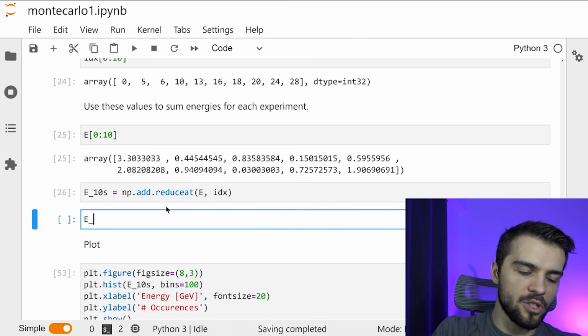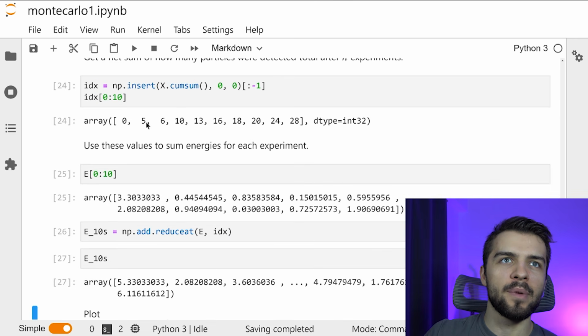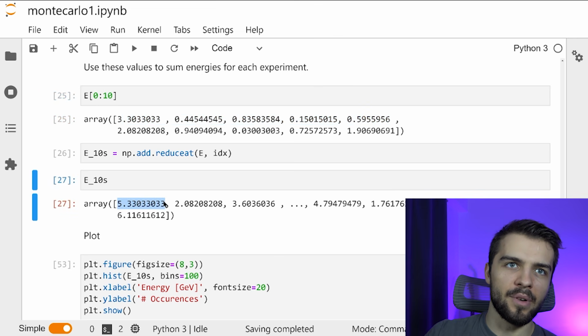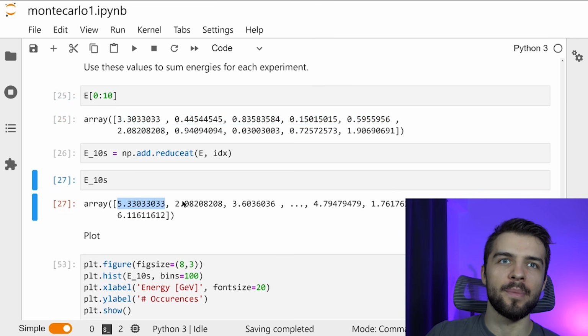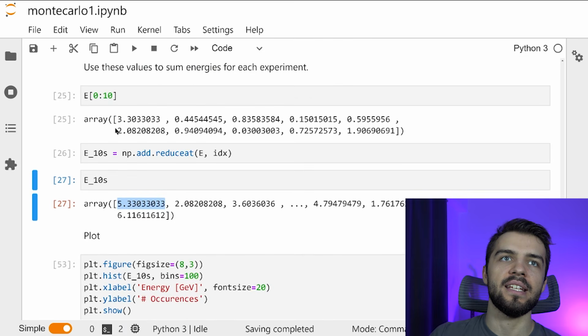Now let's actually make sure it's doing what we want it to do. So remember that the first experiment, there were 5 particles detected. So it's this plus this plus this plus this plus this. And this equals this number. And that's the first 10 seconds of the experiment. Well, the next one, 5 to 6, there was only 1 particle detected. And indeed, 2.08 is the energy that I get here.